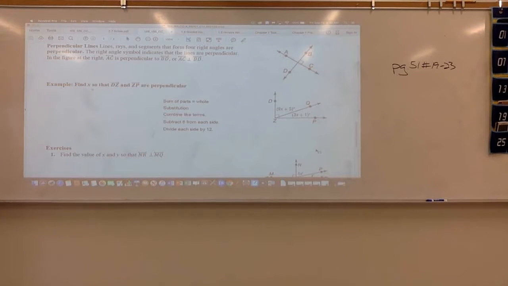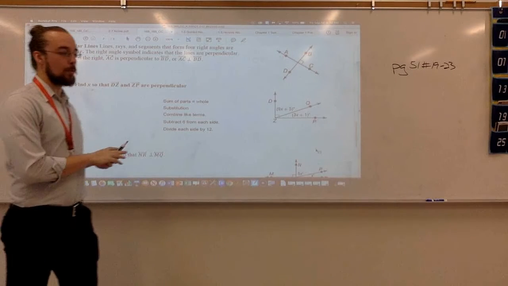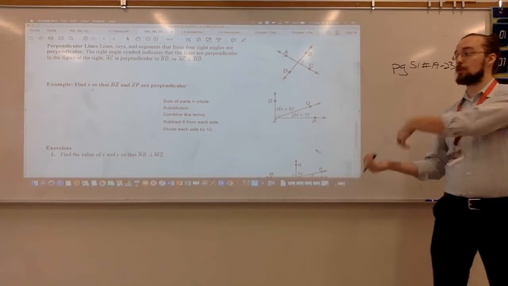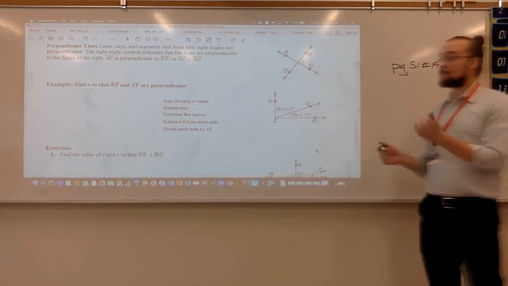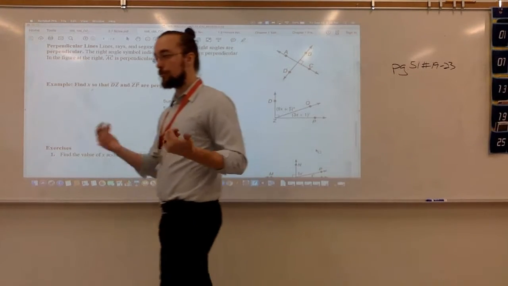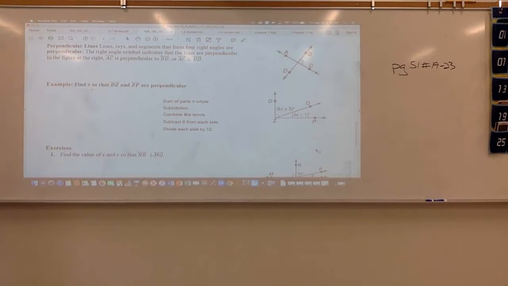All right, today we are throwing some algebra into the properties that we looked at yesterday, solving problems with those properties. So just real quick to review, the three basic ideas that we talked about were vertical angles. What is the relationship between vertical angles?